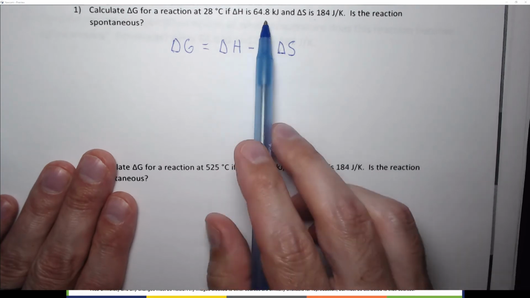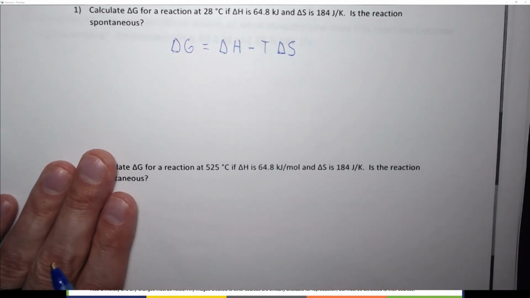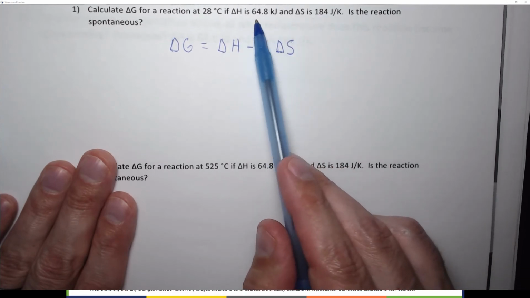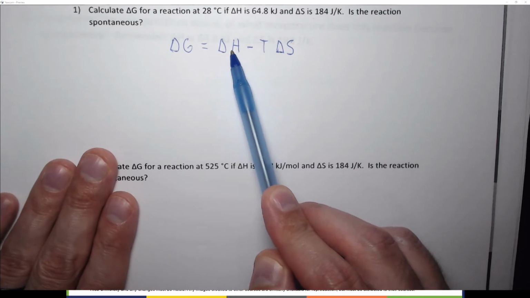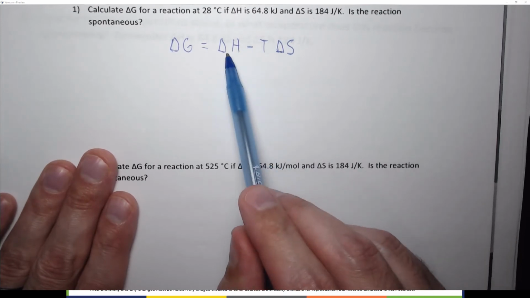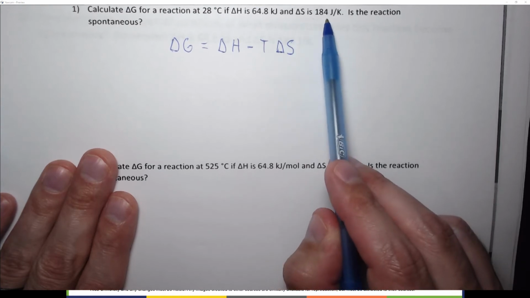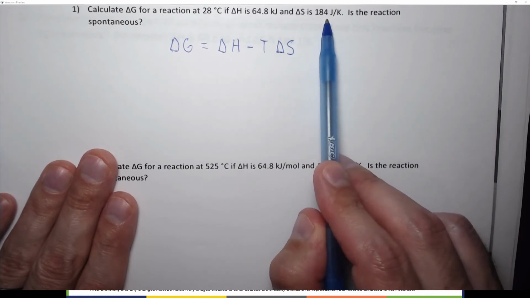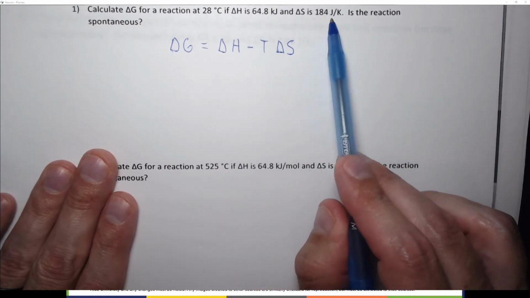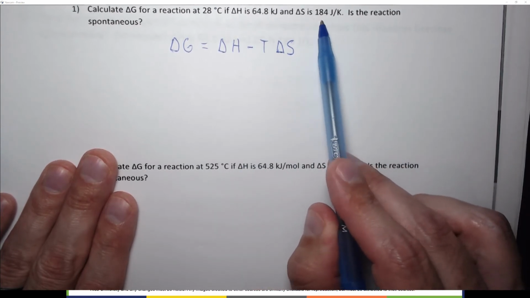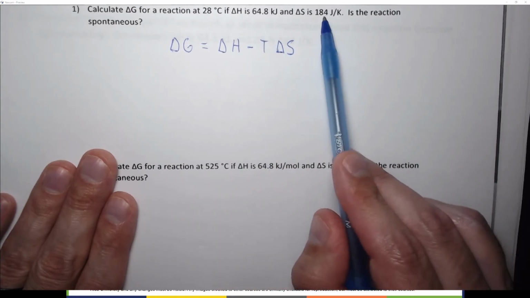Let's think about what's going on before we calculate this, because maybe we'll know if it's spontaneous independent of the temperature. Well, delta H is a positive value, meaning it's endothermic, okay? So if it's endothermic, that's not favorable towards spontaneity. But delta S is a positive value, meaning that it is increasing in entropy, and that is favorable towards spontaneity. So in this case, we can't predict because one value is unfavorable and one value is favorable.